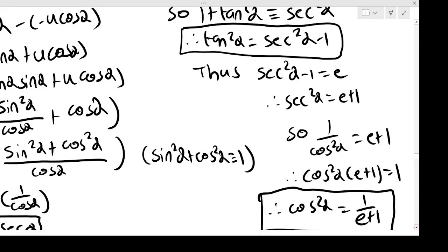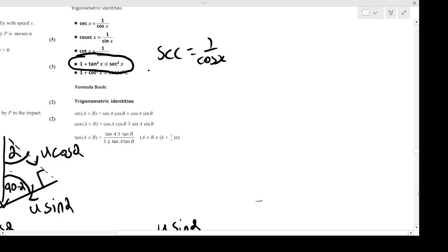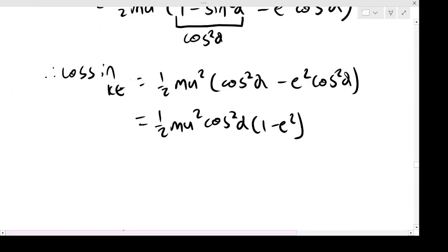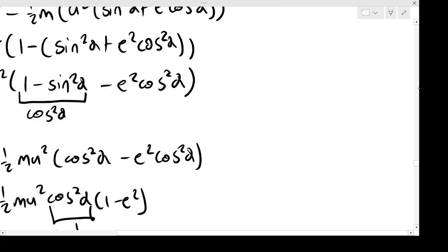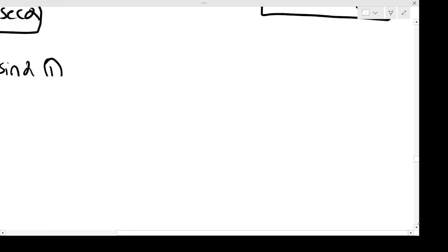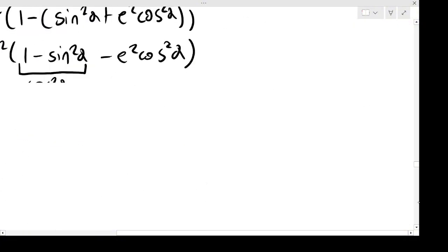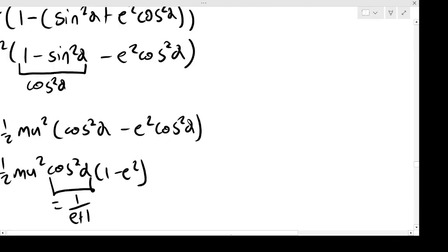Okay, so that will allow me to substitute into the equation to get rid of it. So cos squared is 1 over e plus 1. Well, I have a cos squared here. So this cos squared, remember, is going to be 1 over e plus 1 because of what we just did. We just deduced that cos squared is 1 over e plus 1. So there we are, we can just substitute that in.